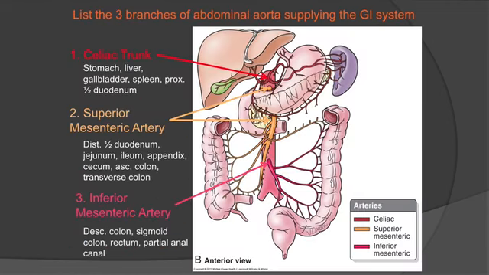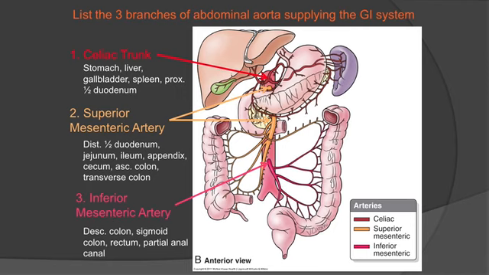Alright, so first is to talk about the 3 branches of the abdominal aorta that supply the GI system. And in order to think about these major arteries, it's important to think about it embryologically. The GI tract embryologically is divided into 3 parts. There's foregut, midgut, and hindgut, and you may have heard those terms before. So it makes sense that there would be 3 major arteries that would supply these 3 different regions. So there's one for each.